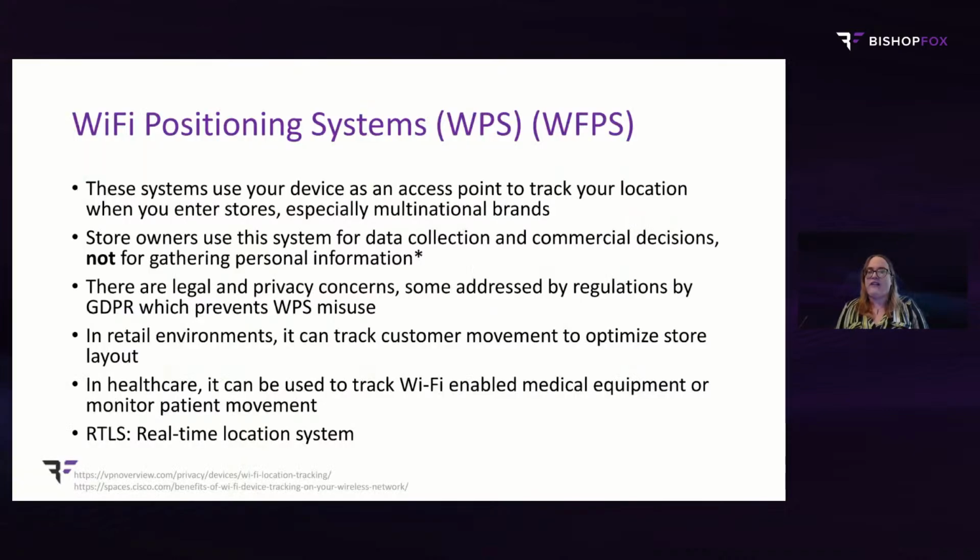Now, there are specific Wi-Fi positioning systems. I've noticed that it's WPS or WFPS, so I've just put down both here. And these systems are used to access and track your location when you enter stores, particularly multinational brands. So in this instance, consumers have presumably a Wi-Fi device, like their phone, and they are walking around the store and stopping at locations. So maybe they're looking at a particular item, or they're watching a short advertisement. In retail environments, this is used to optimize the store layout and position of items where people are stopping for the most interest, things like that.